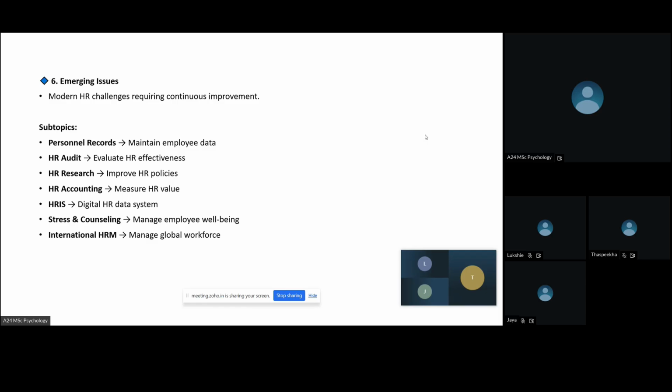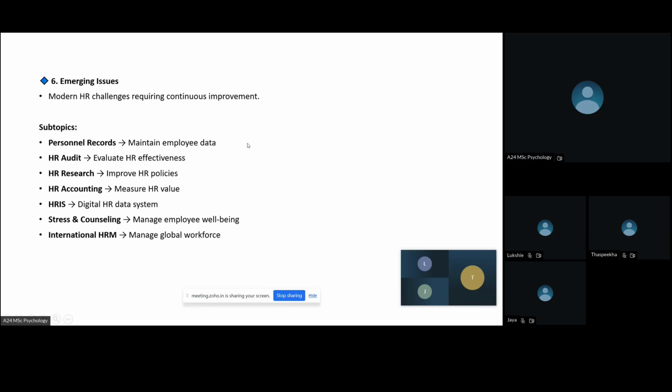And then we need to improve the HR policies. For example, these days remote working policy is an emerging one. Many companies, even though they have asked employees to come back into the office and work from office, find that remote working is something many people are opting for. So many companies are asking their HR to implement a policy for remote working. So that is also happening. That is something happening through HR research and accounting, that is, measuring the HR value.